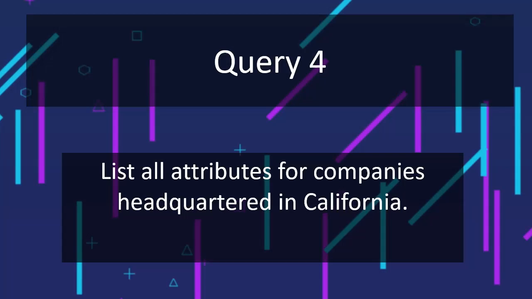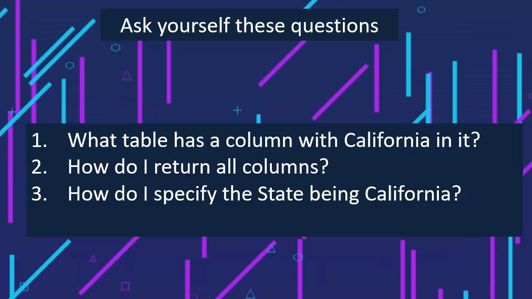Let's do the question for query number 4. List all attributes for companies headquartered in California. In order to write the SQL for query number 4, ask yourself these questions. 1. What table has a column with California in it? 2. How do I return all columns? And 3. How do I specify the state being California?